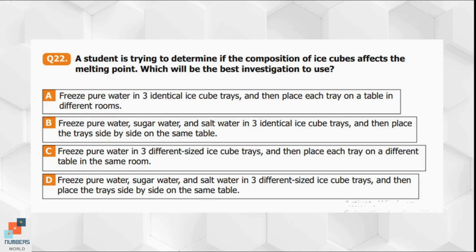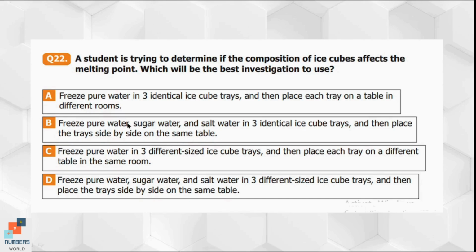Question number 22. A student is trying to determine if the composition of ice cubes affects the melting point. Which will be the best investigation to use? Option A, freeze pure water in three identical ice cube trays and then place each tray on a table in different rooms. So option A is not correct because the variables can differ in different rooms.